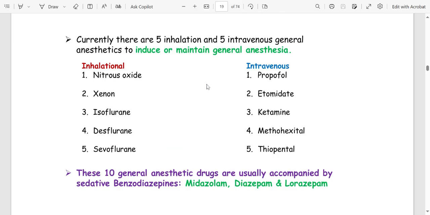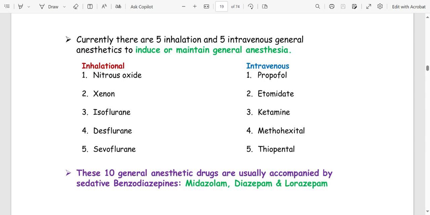So currently there are 5 inhalation and 5 intravenous general anesthetics to induce or maintain general anesthesia. The inhalation ones are nitric oxide, xenon, isoflurane, desflurane, sevoflurane. And then the IV ones are propofol, etomidate, ketamine, methohexital, and thiopental. So these drugs are going to be used to induce anesthesia and also to maintain anesthesia.